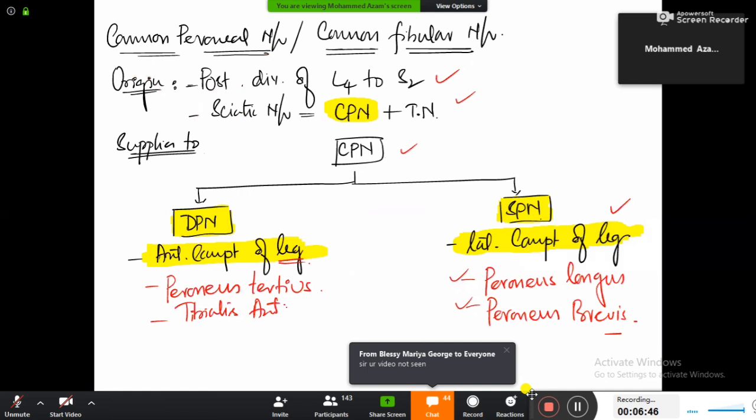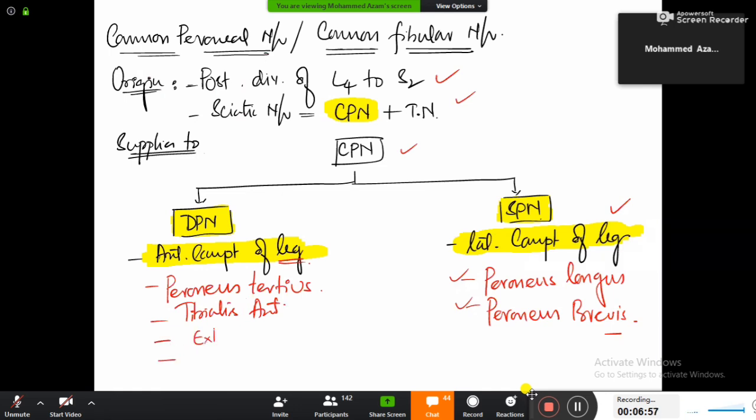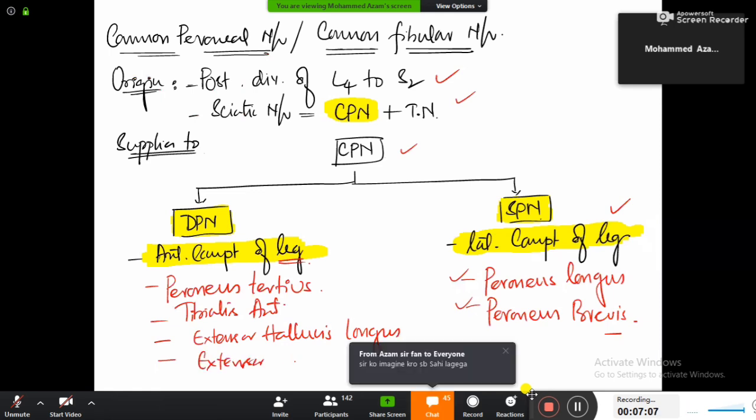So there will be one peroneus muscle, and that will be the third peroneus muscle, peroneus tertius. And because we are actually in front of the tibia, that is why tibialis anterior. And apart from that, in the anterior compartment, you'll be having extensor muscles. There will be extensor hallucis longus. Another one will be extensor digitorum longus. These will be two more muscles in the anterior compartment.